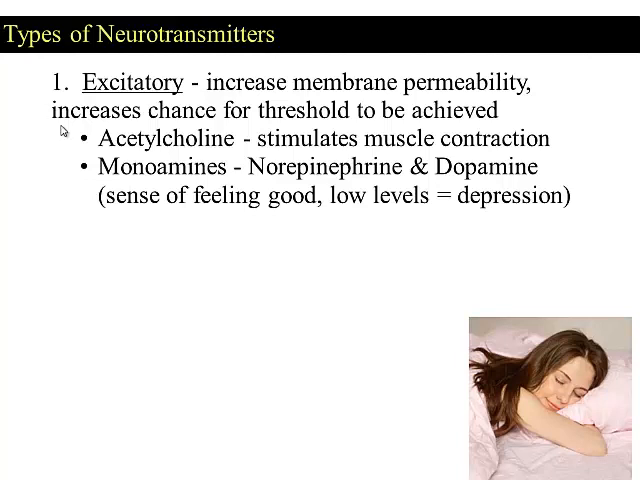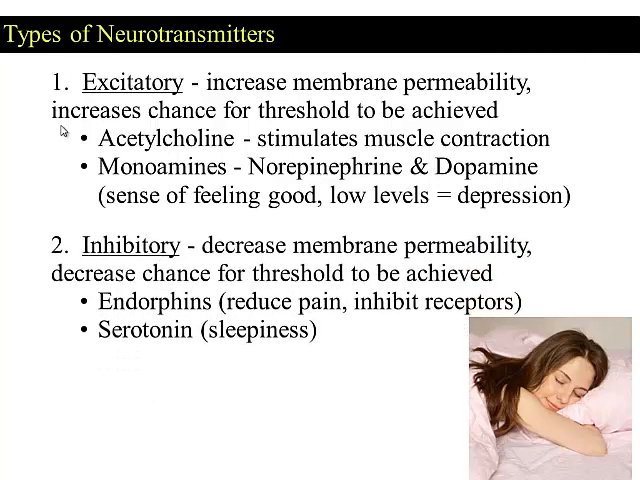Acetylcholine is going to stimulate muscles. The monoamines like norepinephrine and dopamine give you a sense of feeling good. If you have low levels of those, that indicates depression. Dopamine is the main neurotransmitter that is stimulated by drug use, like in cocaine. Those types of drugs that give you a huge rush. Dopamine is the main one that is going to be stimulated in that case.